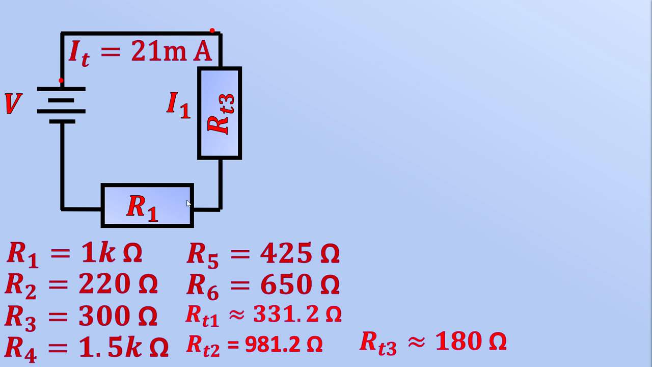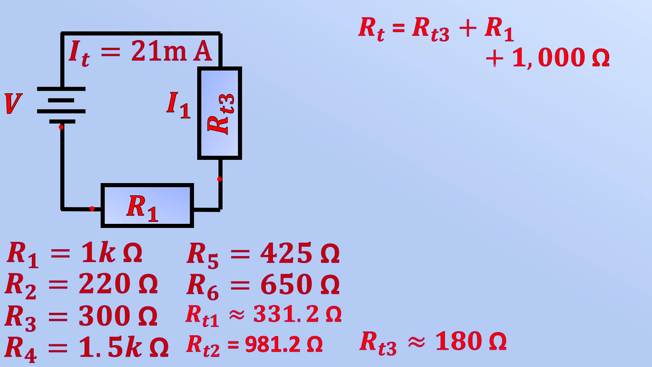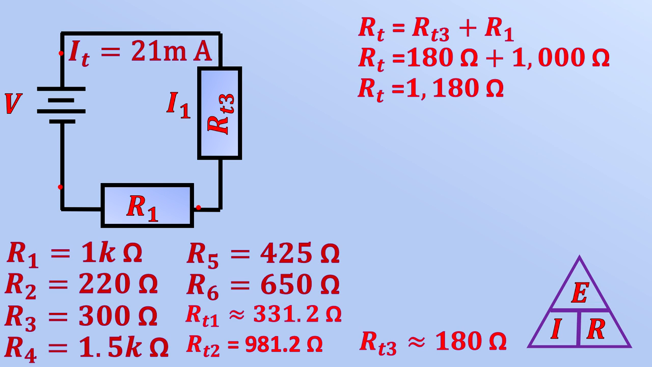Now I've got these two resistors that are in series with each other, so we just add them together. I'm going to take my RT3 plus R1. So I've got 180 ohms plus 1,000 ohms, which equals 1,180 ohms. So now that I've got my total resistance, I can use Ohm's law. I'm looking for the E, the voltage, so I cover up the E. It's I times R.